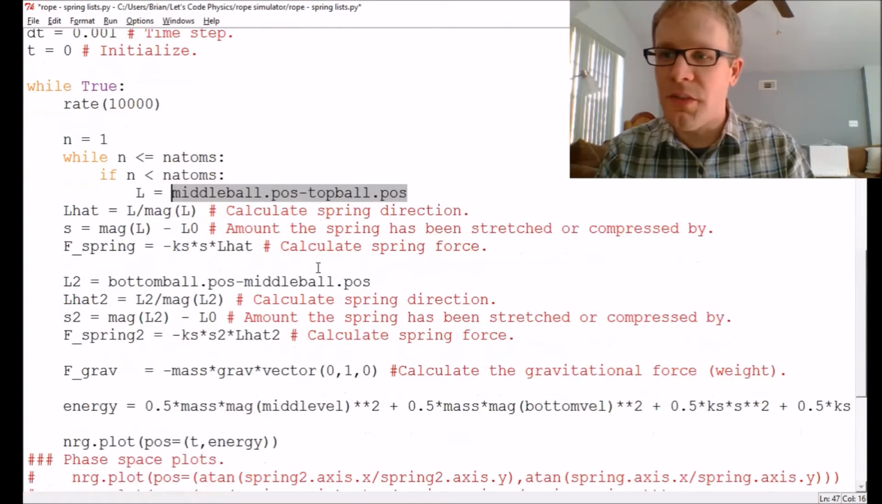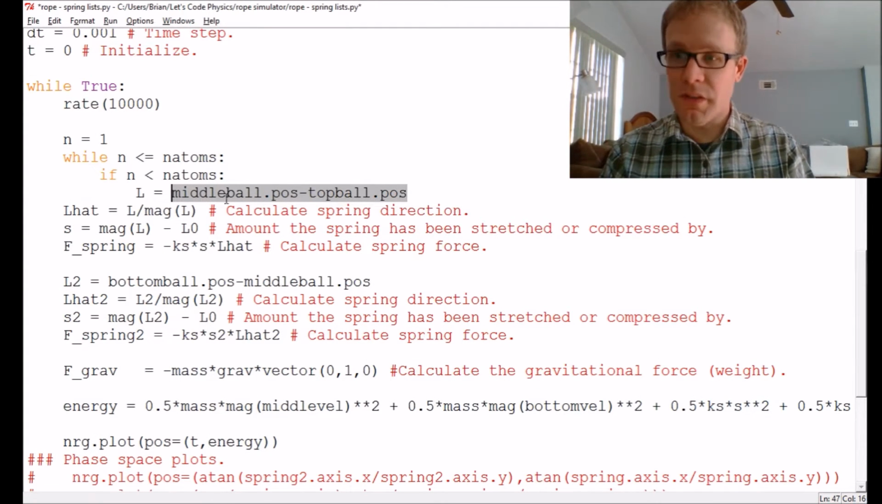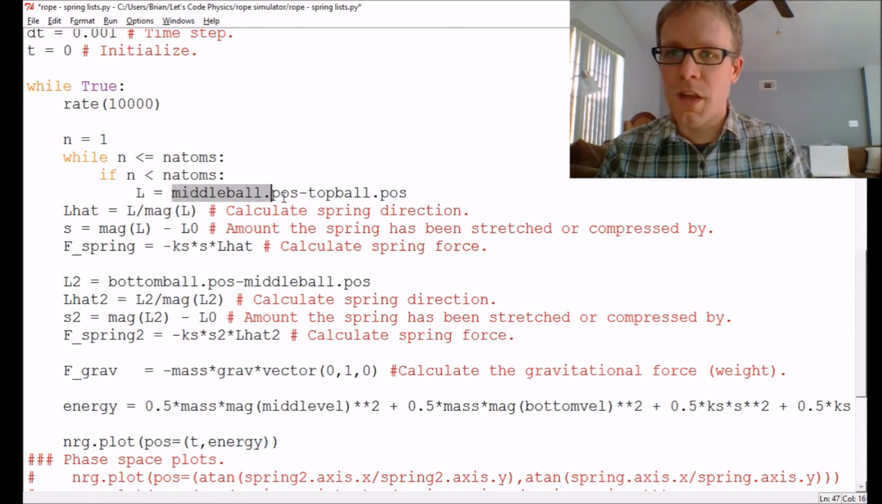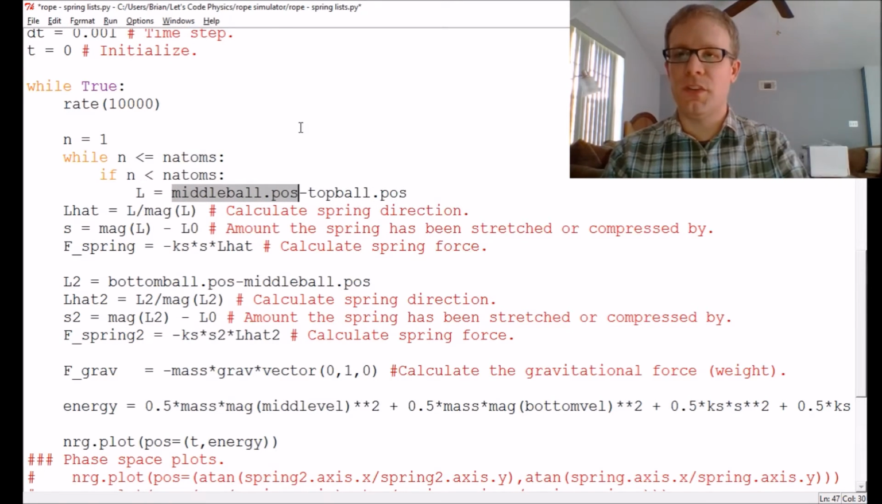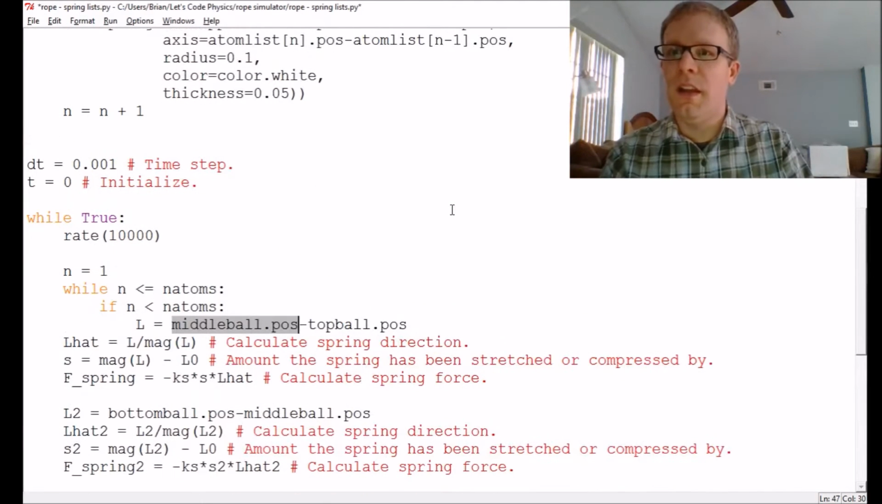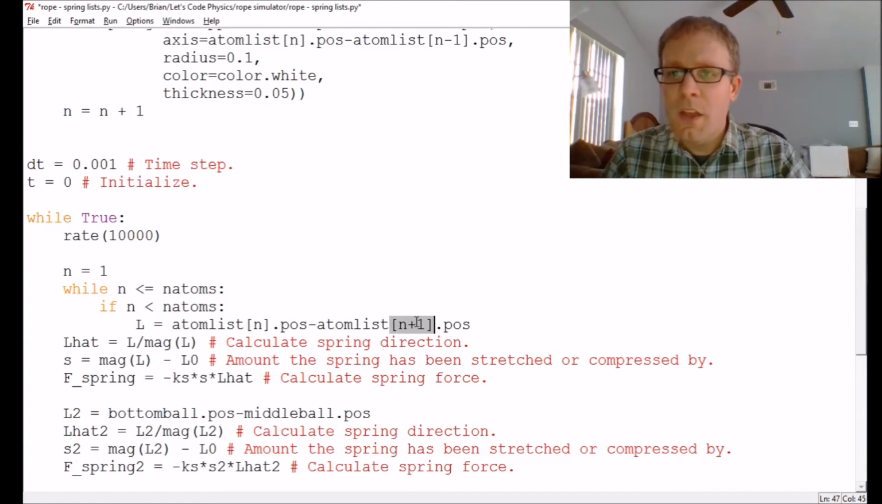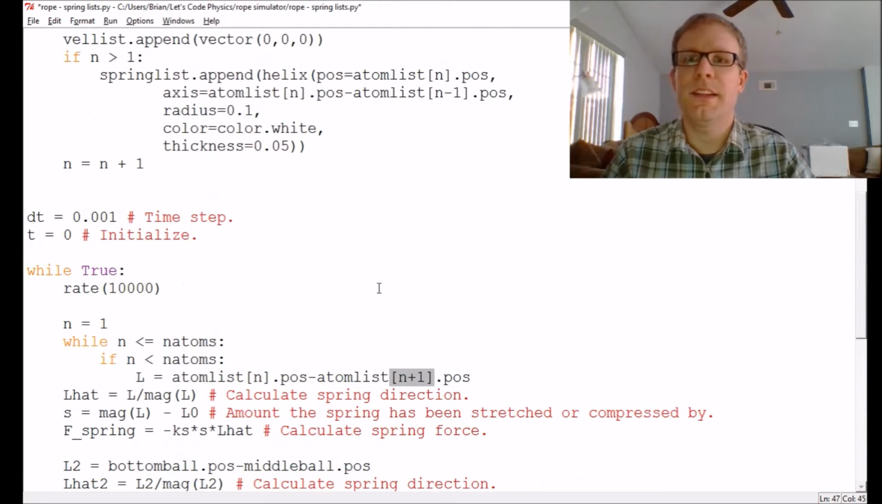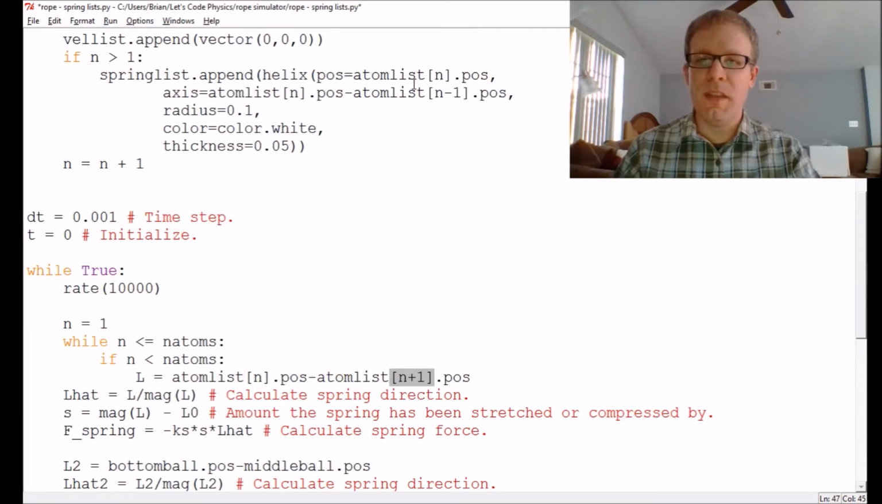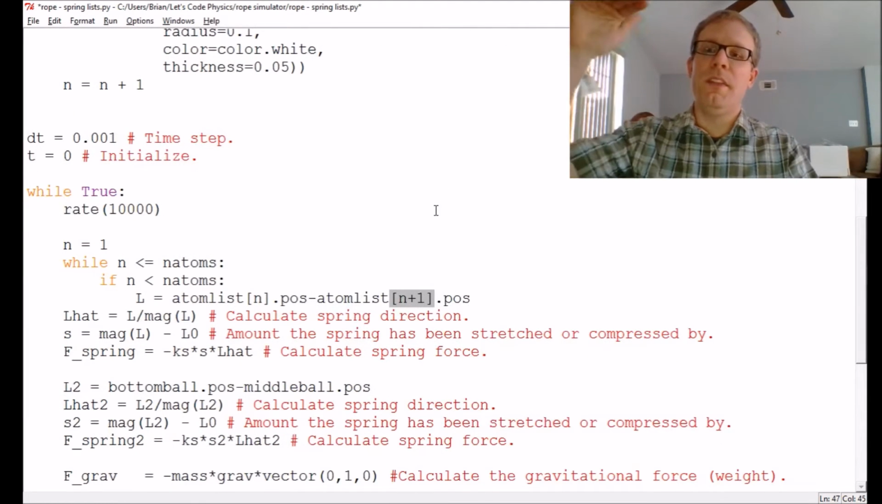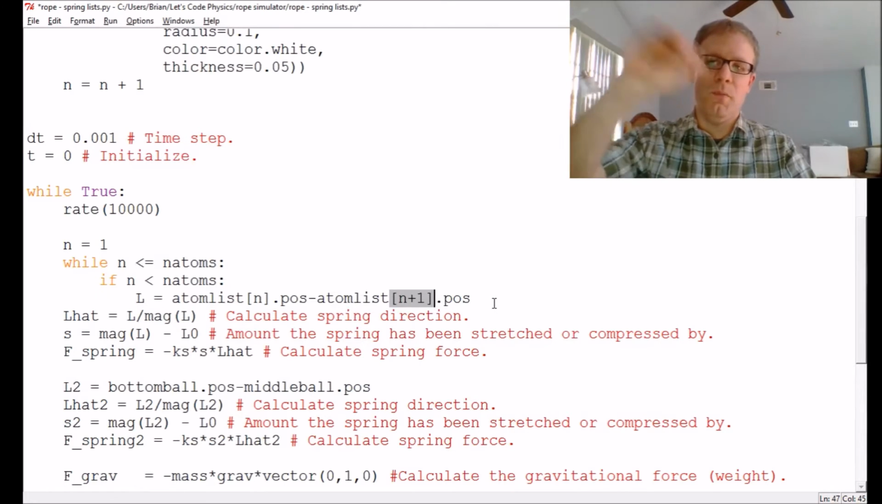So what I want this to do is, this was last time between the middle and the top, and I was interested in evaluating the force on the middle. So I want this to be the first one. So let's make this one atom list of n dot pos minus atom list n plus 1 dot pos. So now we're looking at the difference between them, meaning going from the current one to the next one. Last time we were going from the current one to the previous one because we hadn't created all of them yet. Now we do have all of them. So now we can go from the top one and evaluate from there.